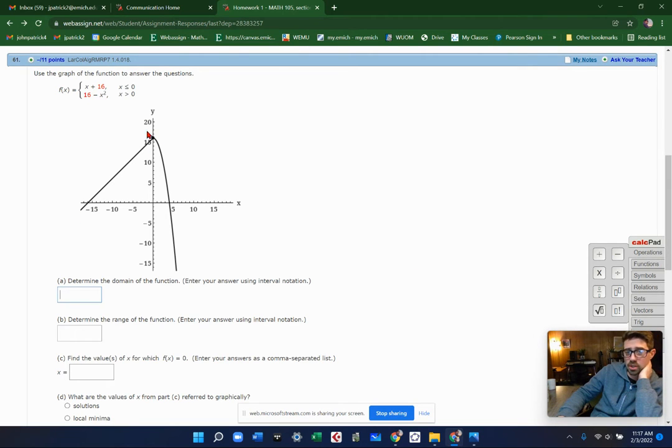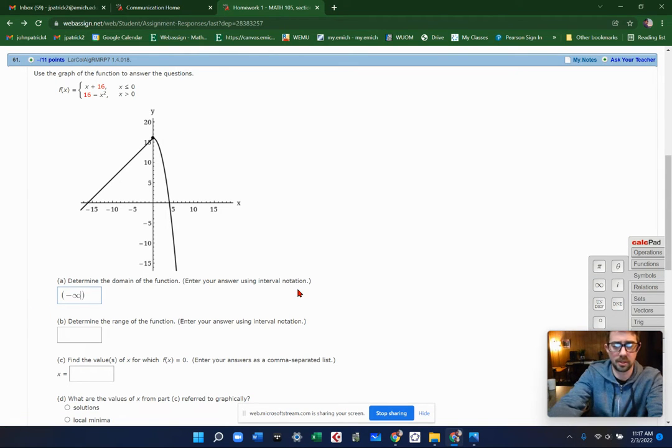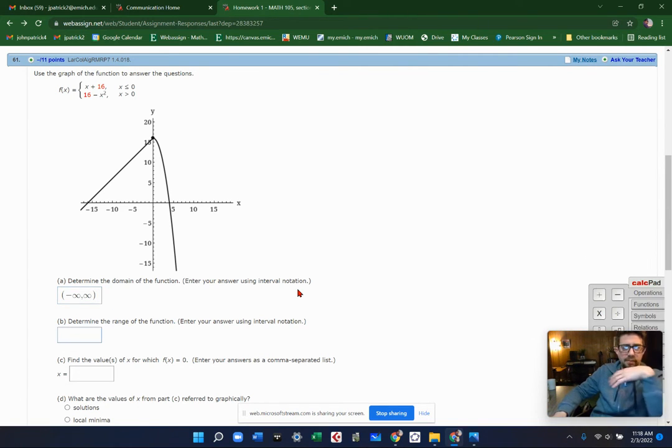If it looks like the graph doesn't have a hard stop here, if it looks like it stretches out forever, then it does stretch out forever. So that's kind of implied. So the domain is the x values, which appear to be just everything. So you can go over here and use the infinity symbol, or you can just type the word infinity. Look at that. So negative infinity up to infinity is WebAssign for everything.